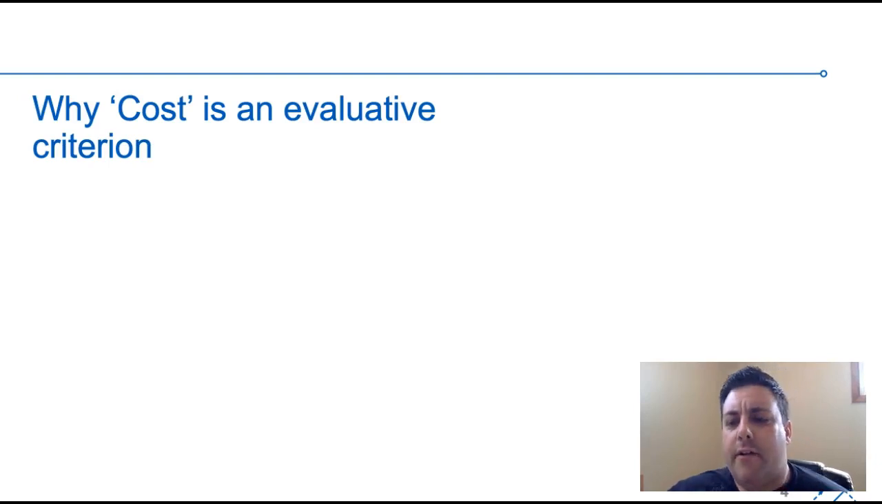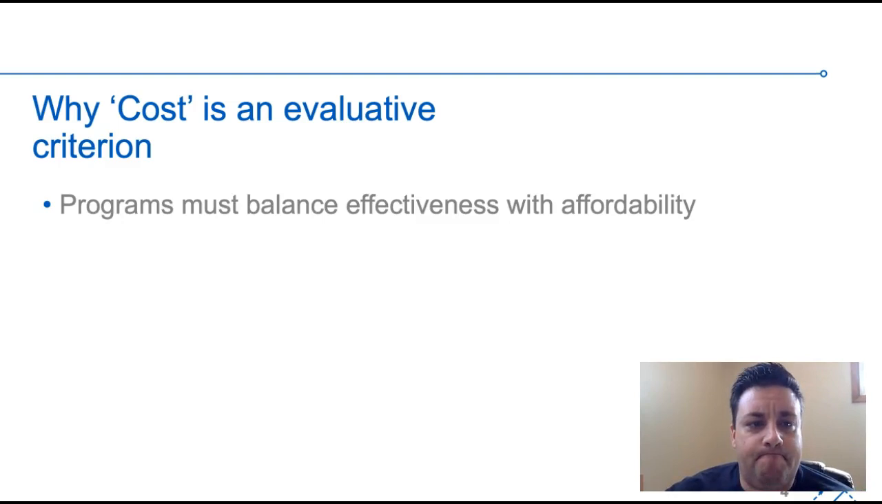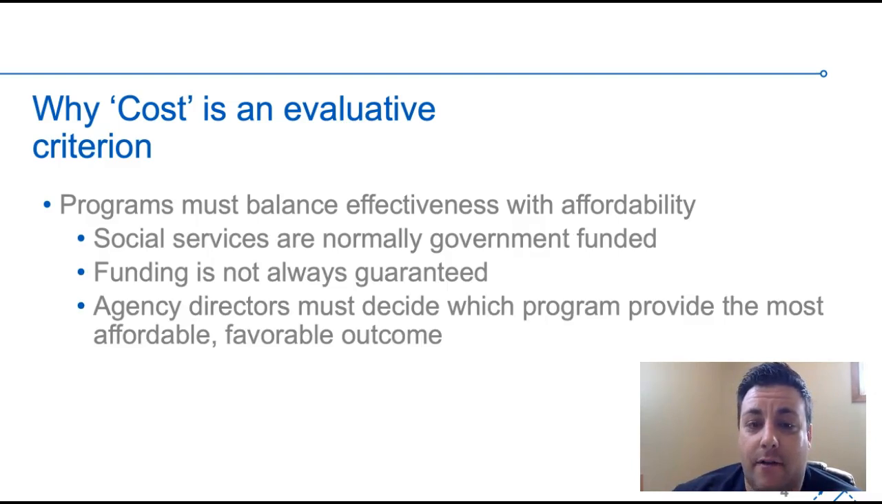All right. So first of all, in terms of social work practice, let's answer the question: why is cost something we need to consider? Why is it an evaluation criterion? Well, the fact of the matter is that money is a finite resource, and programs really have to balance effectiveness with affordability. Stakeholders are asking themselves, if a program is exorbitantly expensive and only moderately successful, is that worth funding?